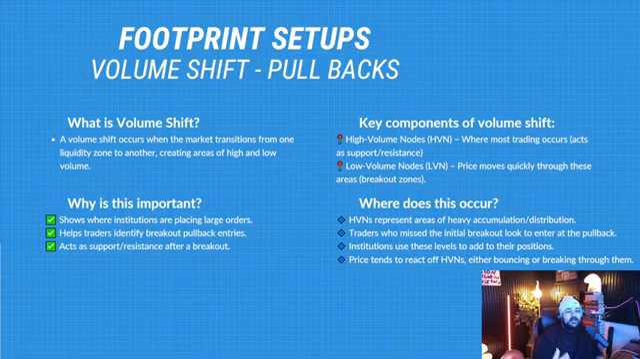And how does this occur? High volume nodes represent areas of heavy accumulation or distribution, so that acts as a support or resistance, and traders who miss the initial breakout look to enter at a pullback. Institutions use these levels to add to their position, so price tends to act off of high volume nodes, either bouncing or breaking through them.